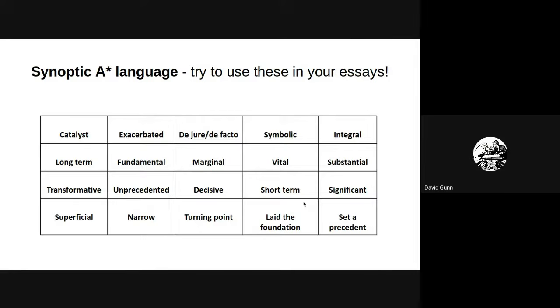For paper 3, here are some specific phrases for these breadth essays. Things like talking about something as a turning point, as unprecedented, something that lays the foundation, something that's a catalyst, something that's transformative. Using these kinds of phrases can really help boost your analysis beyond just saying this was important, this is significant, going beyond that.